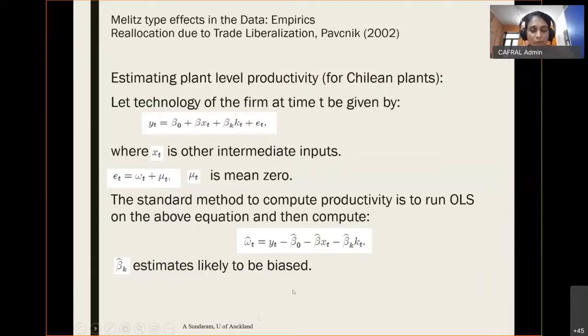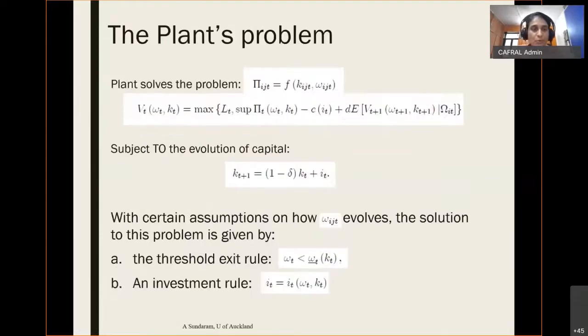Now, the problem with this is that the beta hat K, which is the coefficient you get on capital, is actually biased if you run an OLS regression. And so OLS is no longer accepted as a way to measure productivity. So why is that? The way it works is, Pavcnik's 2002 paper, inspired from Olley-Pakes, actually solves the plant's problem, and she derives these elasticities, right?